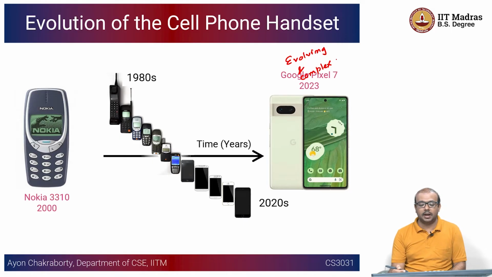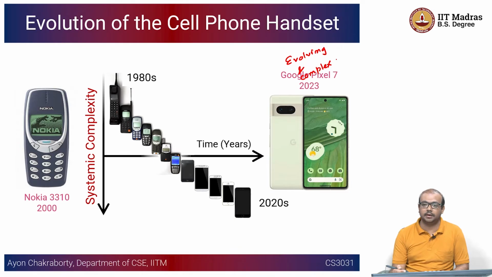Okay, so what happened over the years from the 1980s to the 2020s is that the systemic complexity of the systems has increased. The internal circuit, the architecture of the CPU, the central processing unit or the processor of the computing system, has increased its complexity. So it can execute a lot of complex tasks that an old phone, in this particular example, would not have been able to do.